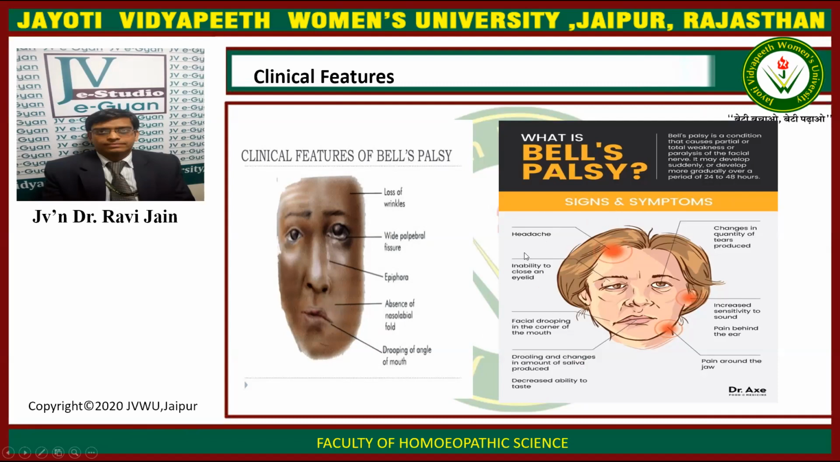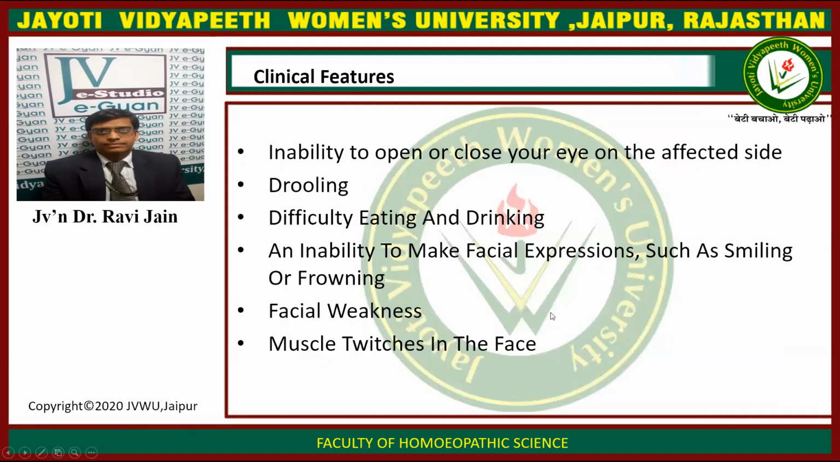There are certain signs and symptoms like headache, and these symptoms we will discuss again. This will come again, so I will discuss it again. Other clinical features include inability to open or close your eyes on the affected side. The affected side muscles do not obey the will of the actual damaged facial nerve. There is drooling of saliva from the mouth. One side of the mouth droops down, and there is drooling present.